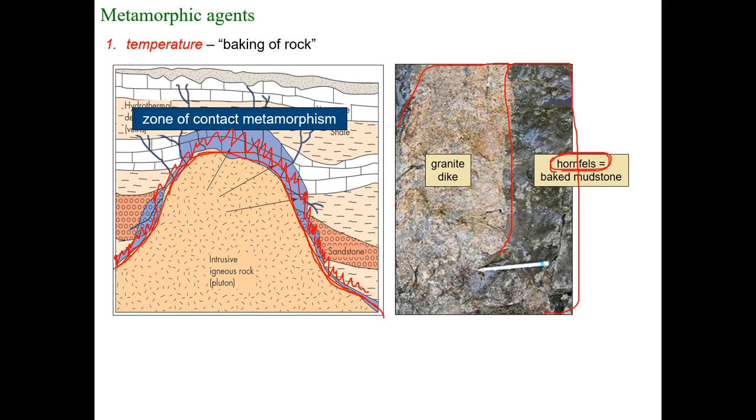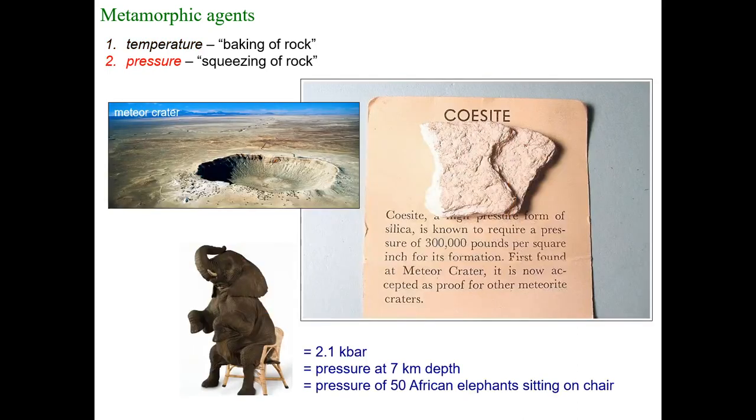So this is baked mudstone. It's still like shale, but it has been subjected to high temperatures. Not quite enough to melt it, but enough to bake it and change the texture and make it into a metamorphic rock. So contact metamorphism produces a new metamorphic rock called hornfels. Okay, so you should have that name in your mind, connected with contact metamorphism: hornfels.